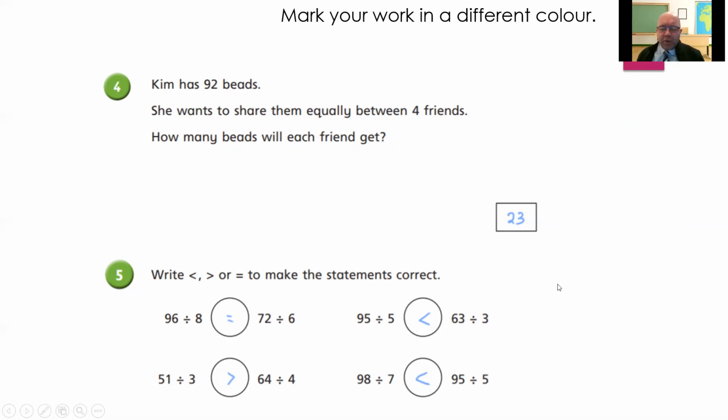Please make sure you're marking your work again, so I can very quickly see where our mistakes are. If there are any, I'm sure you're doing a wonderful job, but I can look at the mistakes and help you correct that error.